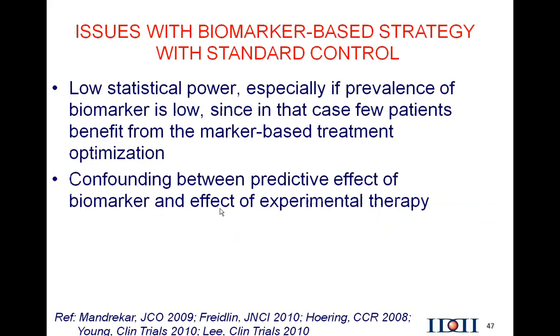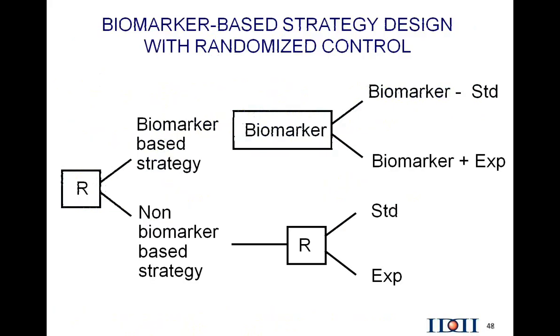So there is confounding between the predictive effect of the biomarker and the treatment effect of the new therapy. Again, this design has very low statistical power, and so you need to talk about very large sample sizes here before you can test the hypothesis of interest. A modified biomarker strategy design addresses the second of the problems, which is the confounding between the predictive value of the biomarker and the effect of the new experimental treatment.